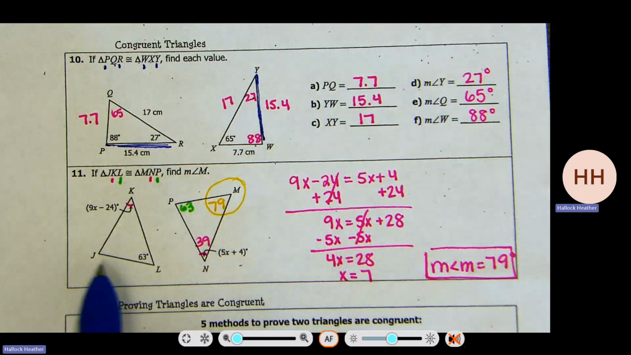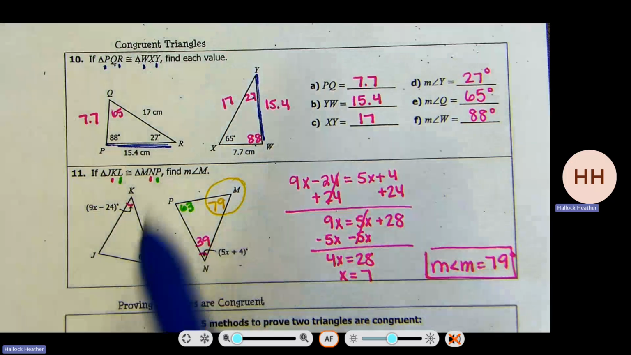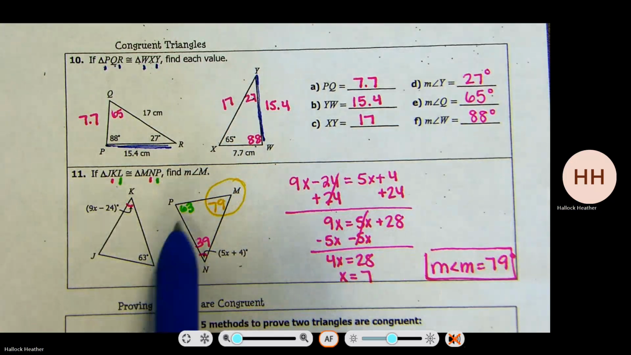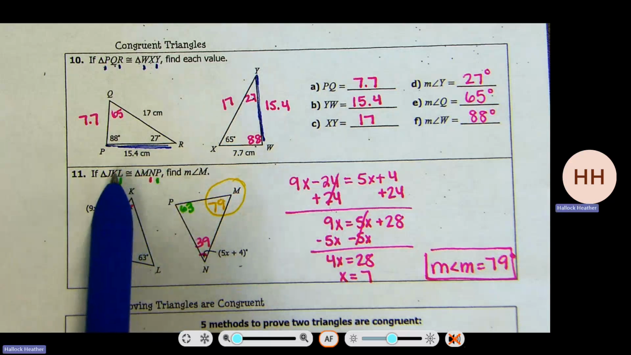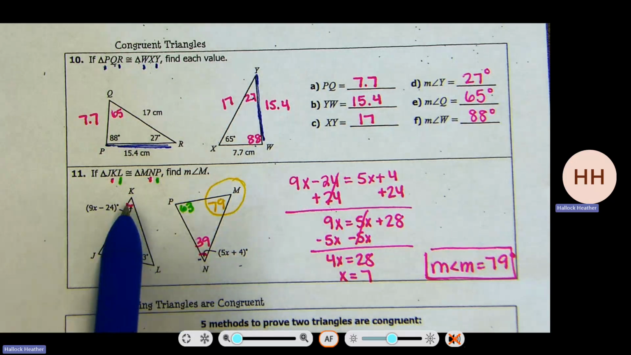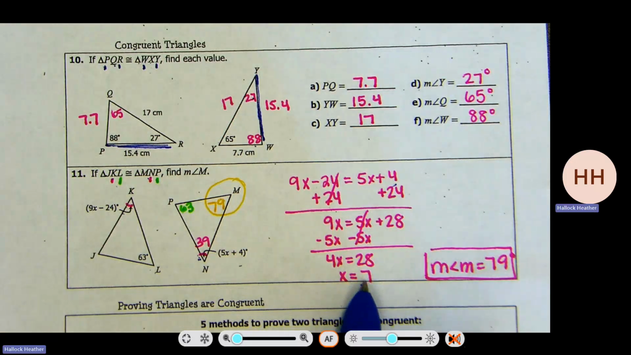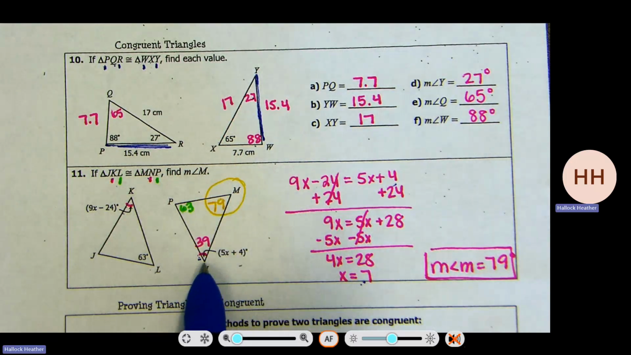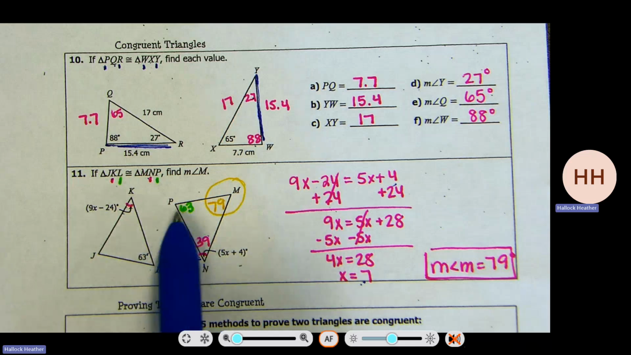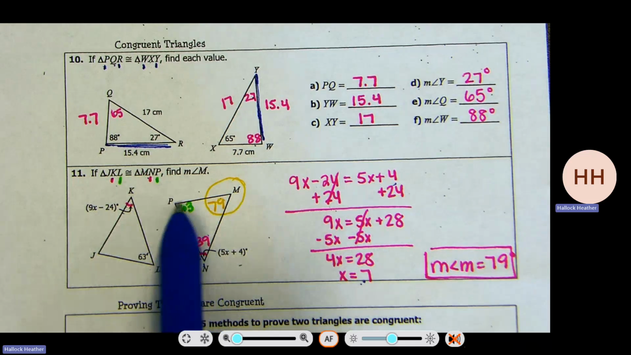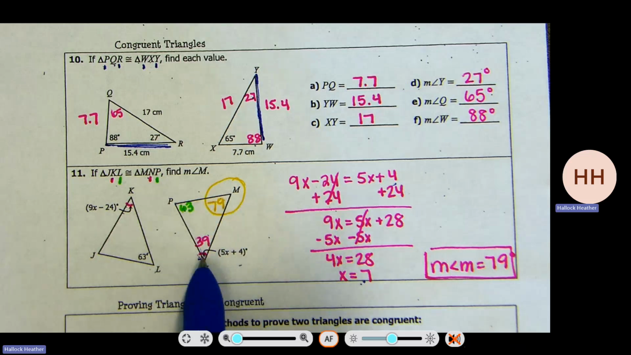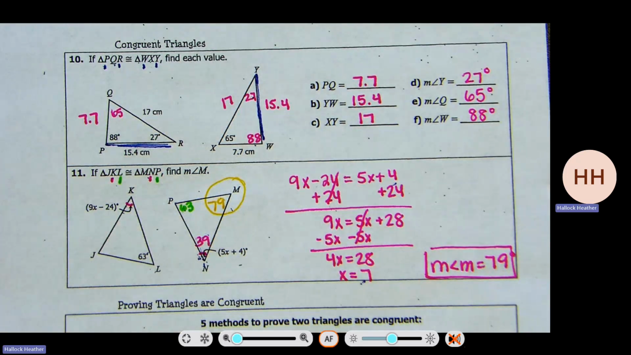It's kind of hard to recognize what you're trying to find. L matches with P. So 63 is here. K matches with N. So K and N are congruent. So what I'm going to do is set these equal to each other, the angles, and solve for x. I got 7. I need to find angle M. So I'm going to plug it back in. I got 39 degrees. I know 63 can go here, and I can find that last angle because a triangle makes 180 degrees. So plug it in. 63 matches P. Subtract from 180 to find the leftover piece, which is 79.